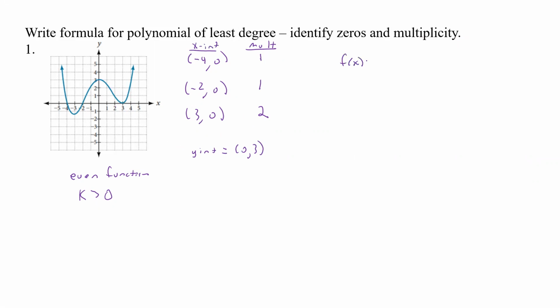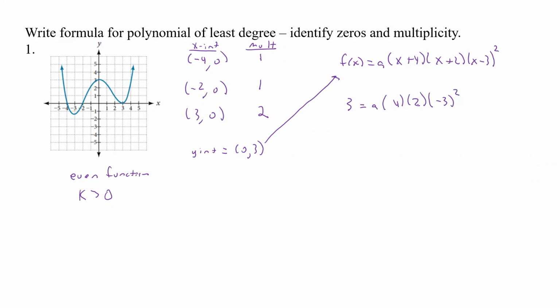So f of x equals a times, and then we have x plus 4, x plus 2, x minus 3. Now the multiplicity, 1, 1. Oop, that one's 2. So we need to have that on there. Now we solve by plugging this into here. And so we have 3 equals a times. Now if we plug in our 0 here, we get 4 times 2 times. Now we have a negative 3 squared.